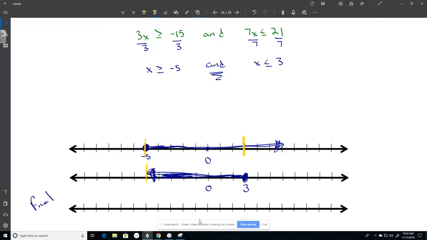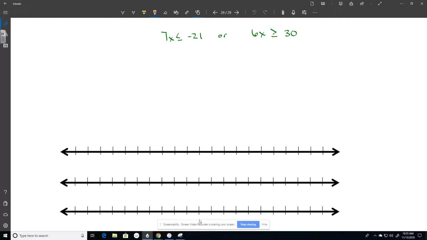So my final graph, I'm going to put a filled in circle at -5, and a filled in circle at 3, and my graph is going to be what's in between them. My graph is going to be this section right here, because my graph has to satisfy the AND part. It has to satisfy both. So this part of my graph isn't true, and this part of this graph isn't true. The only part that's true is what's in the middle.